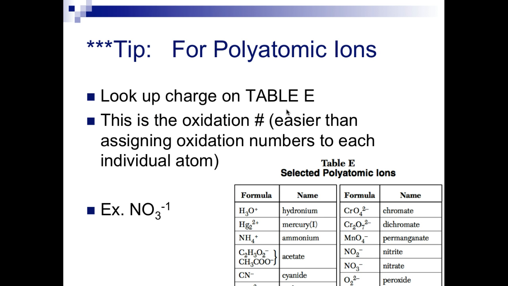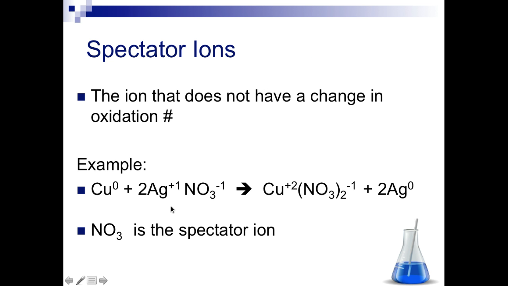So there are a couple of tips when we're doing these, and the one thing you need to think about is polyatomic ions. The first thing you need to do is figure out what your charge is, and that is going to be based off of Table E. This is the oxidation number, and it's easier than assigning oxidation numbers to individual atoms. So when you look at nitrate as a whole, the oxidation number for nitrate is -1. Spectator ions, on the other hand, are the ions that do not change in oxidation number.